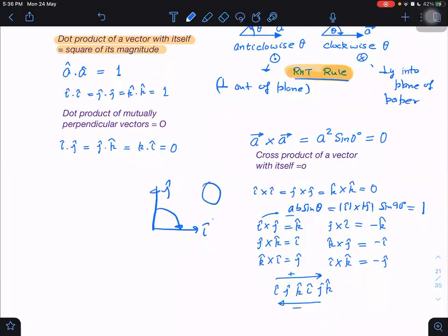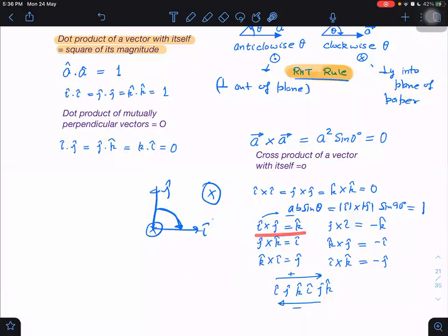And I told you clockwise means cross. Cross means going away from us, into the plane of the paper. So it will be going into the plane of the paper. Clockwise means cross, and anti-clockwise means dot. Okay, just remember this.